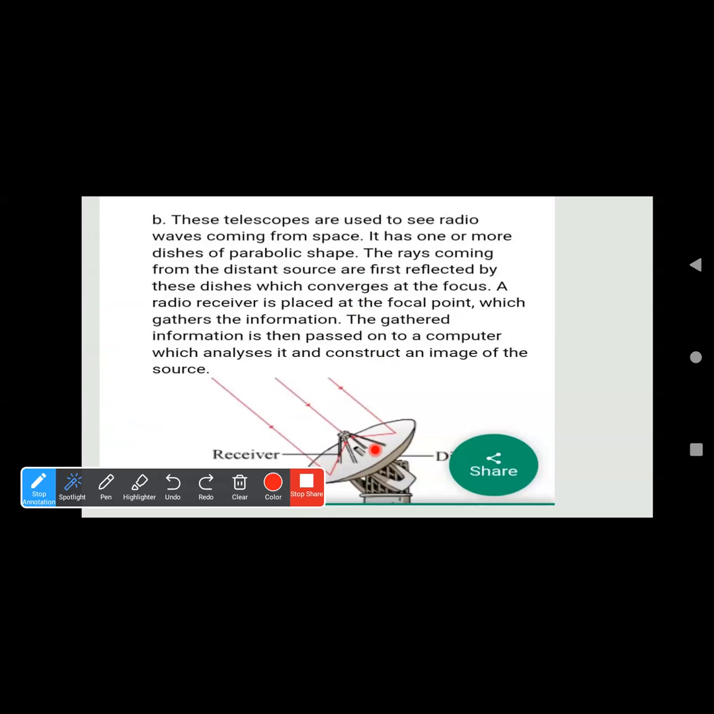Okay, so only these things you have to mention in this answer. Parabolic shaped disk, then it gets reflected at the focus. The focus is called radio receiver. Then the information is gathered and passed on to the computer. And draw the diagram. Drawing the diagram is important. It carries marks. So if the question is of 3 marks, writing this information carries 1.5 marks, and the diagram carries 1.5 marks.